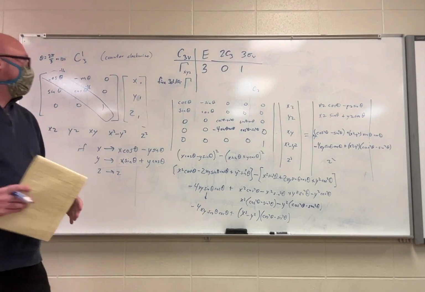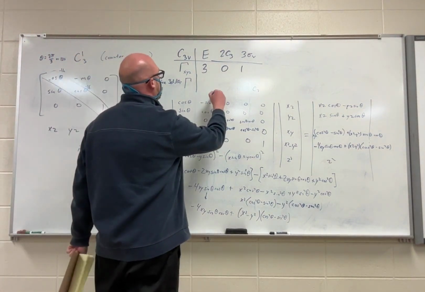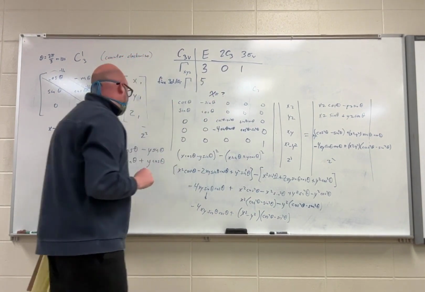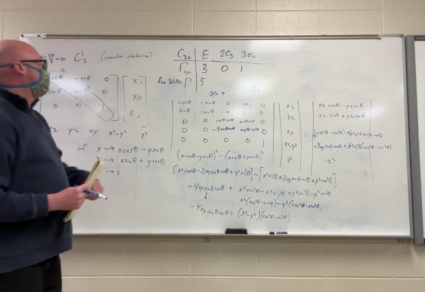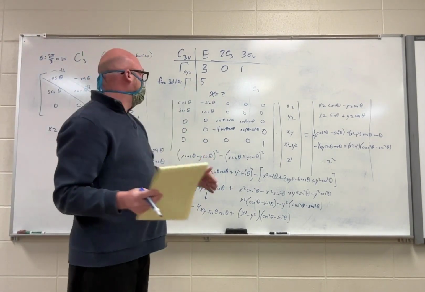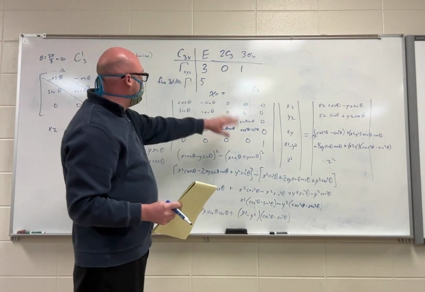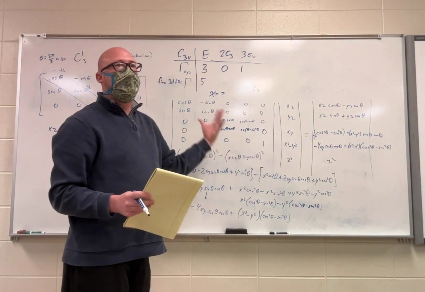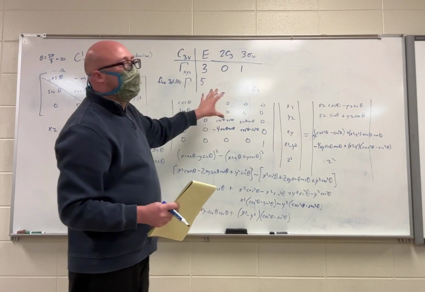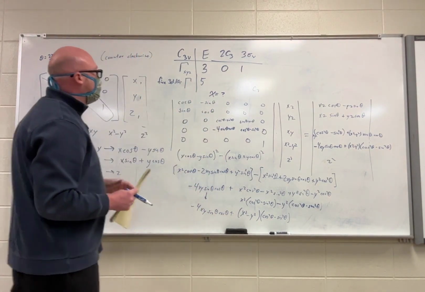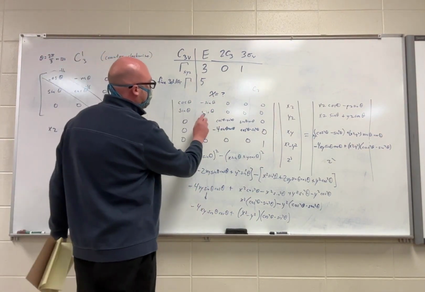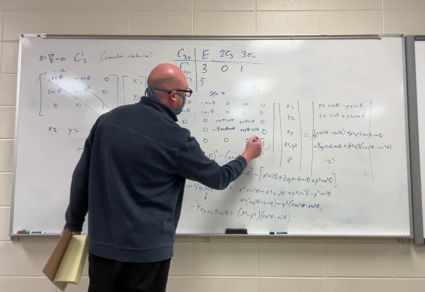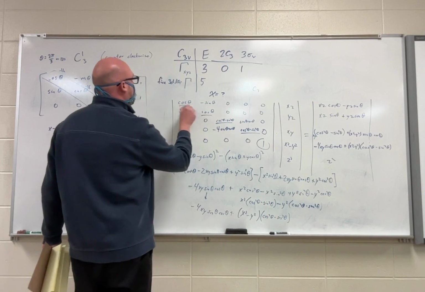Why do we do this? Because we need the character. We already know that the character for the identity element is going to be 5. We have 5 d orbitals, so the transformation matrix is just all zeros with 5 ones in the diagonal, right? Character equals 5. For the C3 transformation matrix, I need to sum up the values along the diagonal, right?